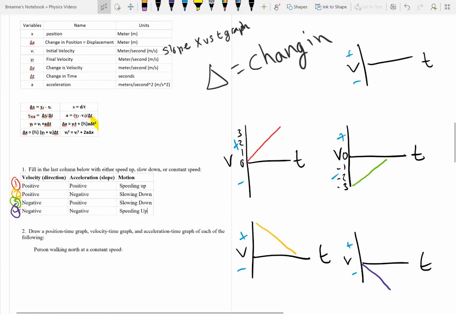Another thing you can look at is think about how you multiply positives and negatives. So a positive and a positive give you a positive. Multiply two positives, you get a positive, so it's speeding up. Multiply a positive and negative, you get a negative, so it's slowing down. Multiply a negative and a positive, you get a negative, so it's slowing down. Multiply a negative and negative, get a positive, so it's speeding up.